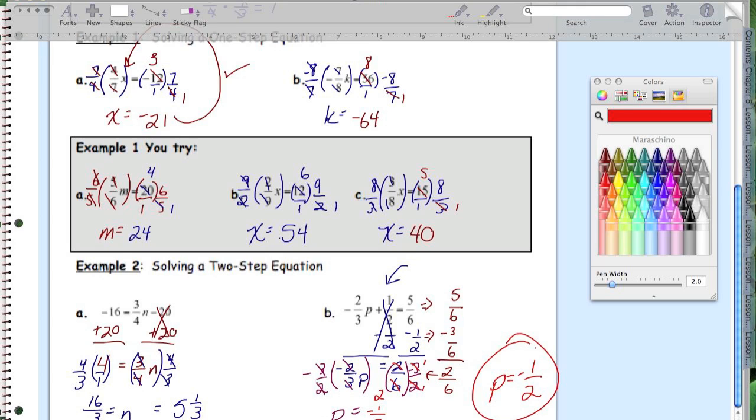And just like with all of these equations, if you plug p back in, substitute it in, and see if it works, you're going to find out if you have the right answer or not, in which case we do. So we're good to go.